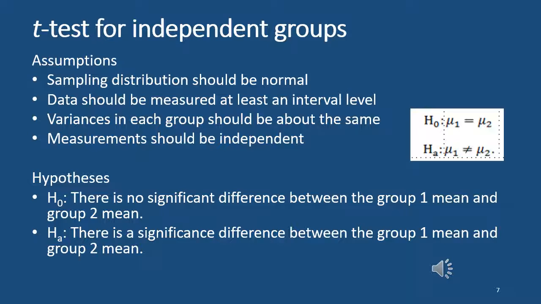So you may recall from your homework last week the t-tests for independent groups. Here the assumptions are that the sampling distribution is normal, the data is measured at an interval level, the variances in each group should be about the same, and measurements should be independent. Your null hypothesis is that there is no significant difference between the group 1 mean and the group 2 mean. And your alternative hypothesis is that there is a significant difference between the group 1 mean and the group 2 mean. Once again, remember that if this is a one-tailed test, there would be a directional hypothesis.